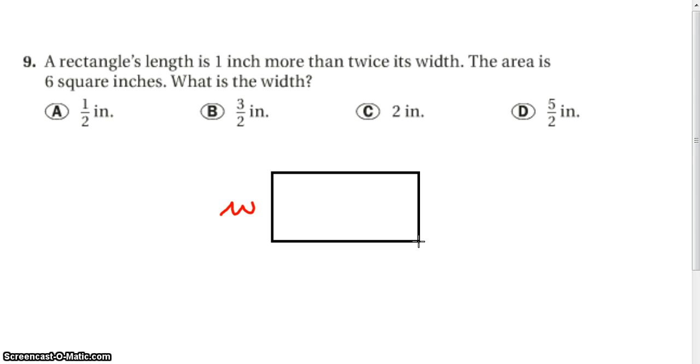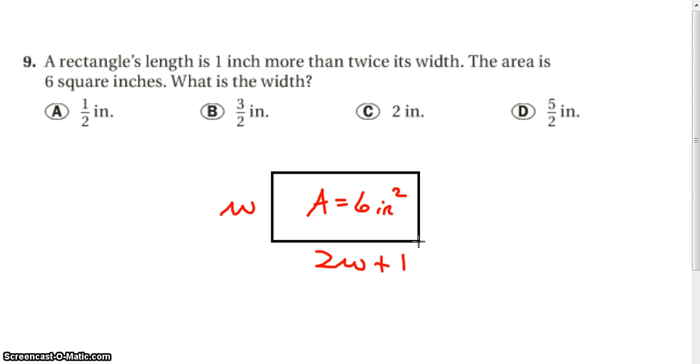Okay. So now how can we describe the length? Do you see? We don't want to just say L. We want to put all of this in terms of one variable. So the length is 1 inch more than twice the width. 2W, not just 2W, but plus 1. Good. And the total area is 6 inches squared. Okay? So how do we use this to find the W?